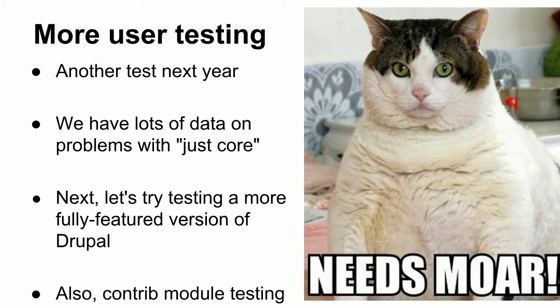But what we really want to do, in addition to the sprinting to fix the current problems, is to do even more testing. So we'd like to be here again next year to do additional testing in the lab, if you'll have us back. We have lots of data on problems that are just in core, but we'd like to expand that so that we're including contrib as well, and testing a more fully featured version of Drupal. So by that time, we'll have Drupal 8 something out, I think.